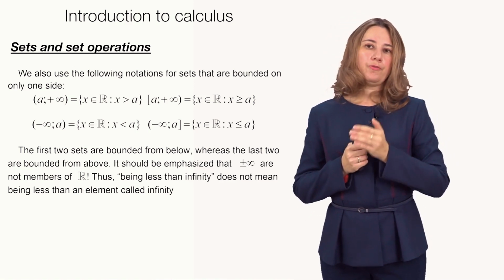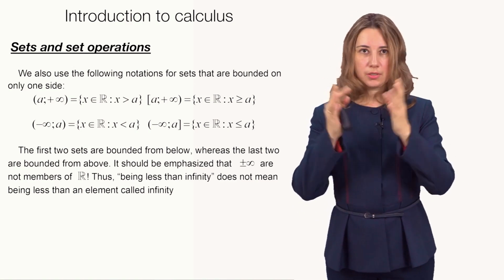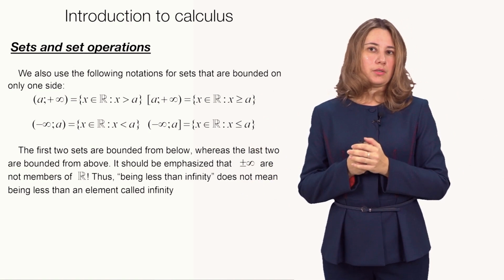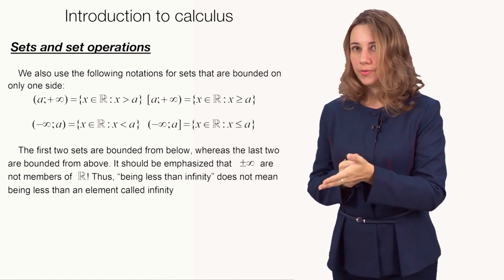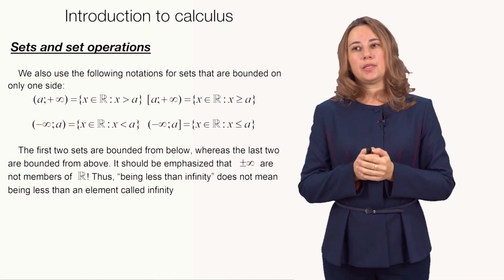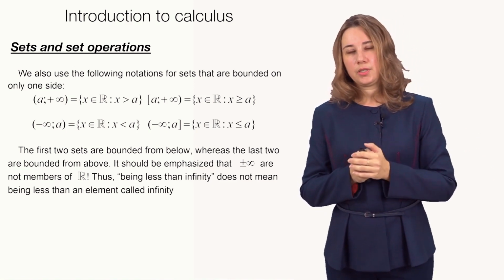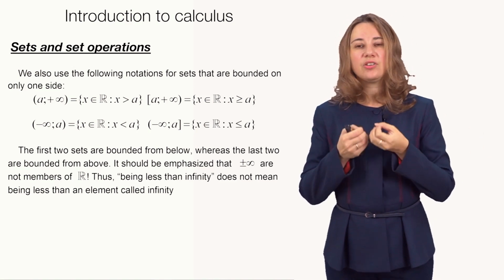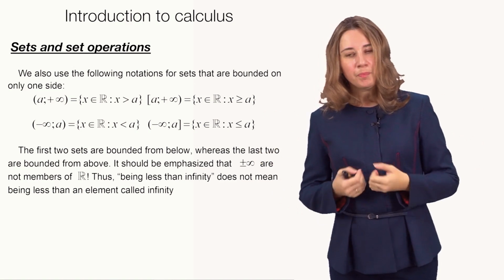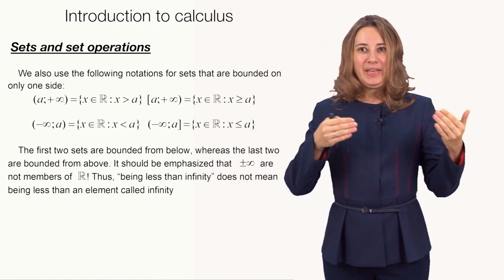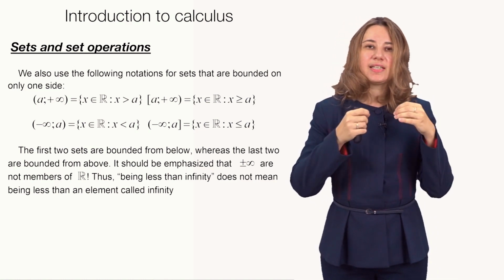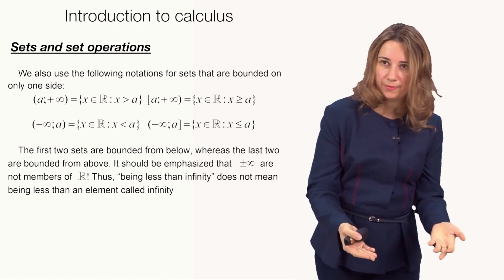For example, for the first set, we can say that the supremum is positive infinity, the infimum is a. It should be emphasized that positive infinity or negative infinity are not elements of the set of real numbers. So being less than infinity doesn't mean being less than an element called infinity.